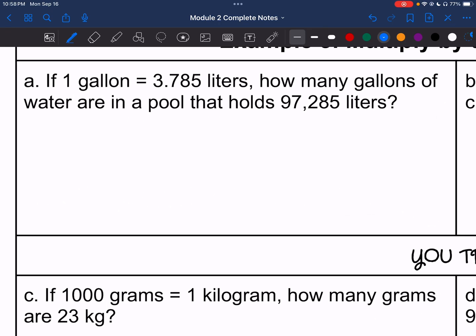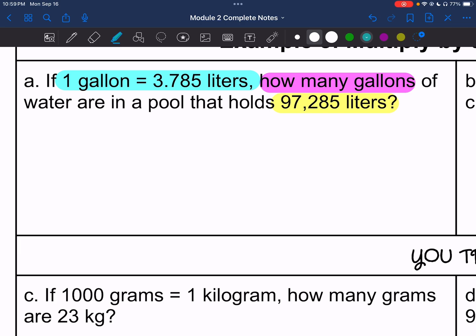So first off, we're told if 1 gallon is equal to 3.785 liters, how many gallons of water are in a pool that holds 97,285 liters? Well, we're going to start with two things. First of all, here's our starting point, because that's what our reference is. How many gallons of water are in a pool that holds that many liters? So how many gallons? Gallons is what we want to get to in the end. And lastly, we have our exchange rate or our ratio, and it's that 1 gallon is equal to 3.785 liters.